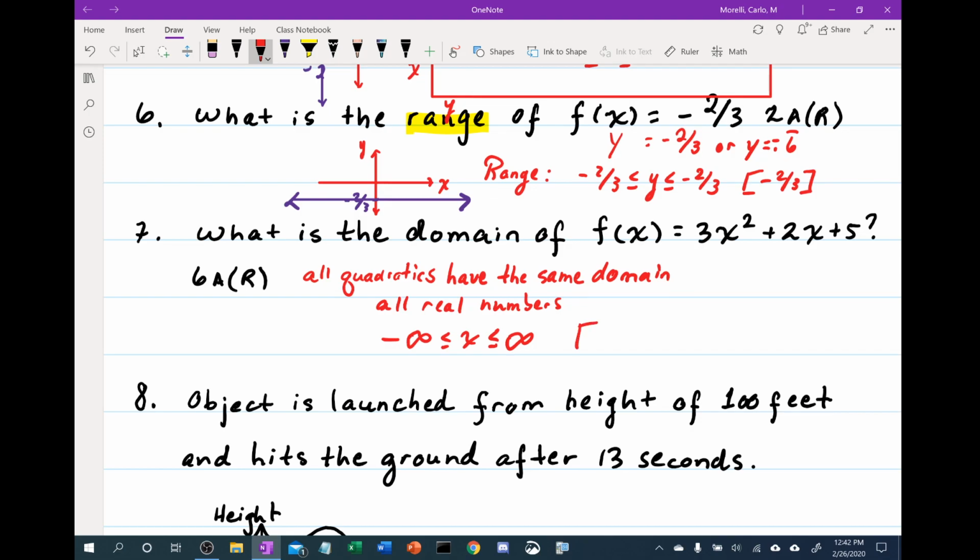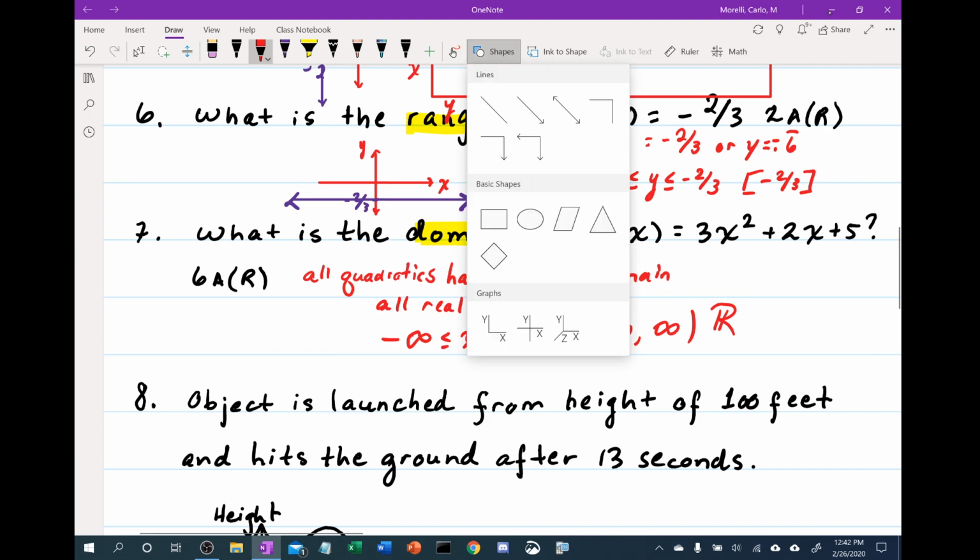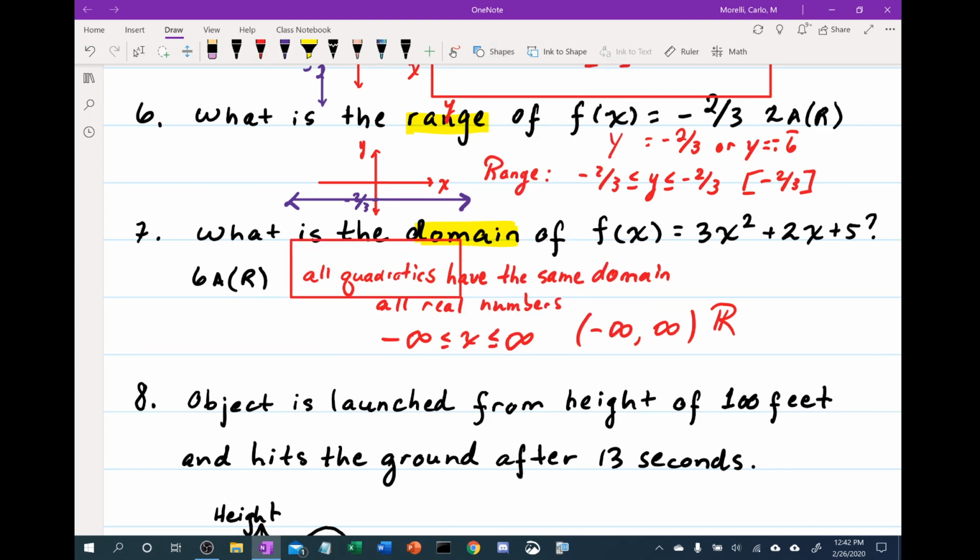Okay, you might also see it like this. Different ways of saying all real numbers. And that's only domain. Range is harder on quadratics, but the domain's always going to be that right there. Unless you're given some other information that would lead you to think that it isn't, then that's what it is. And I think we're going to see one here on number 8, where you are given some information that will change the domain. Okay?